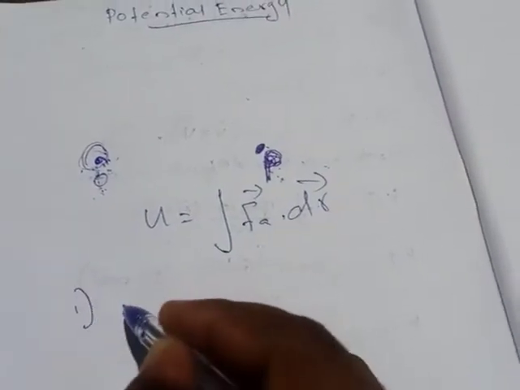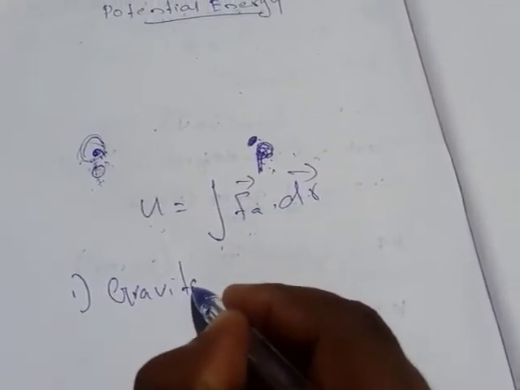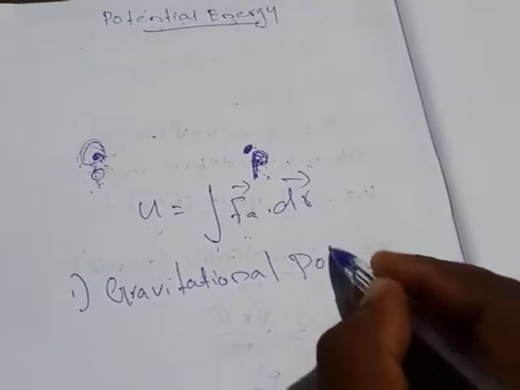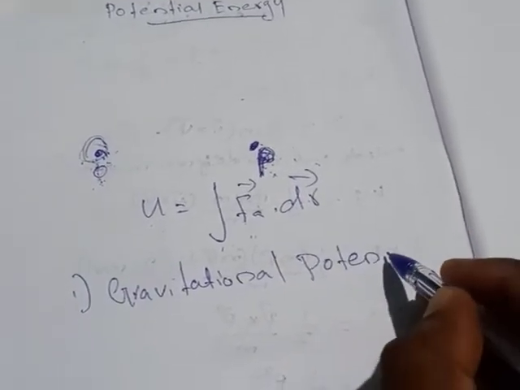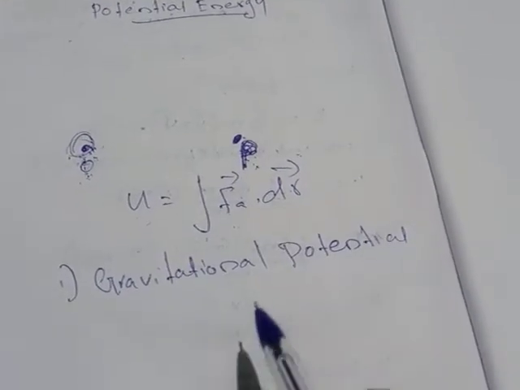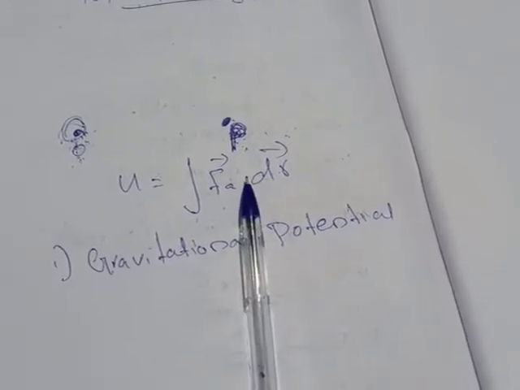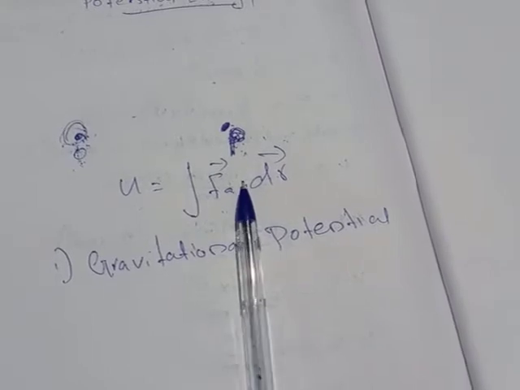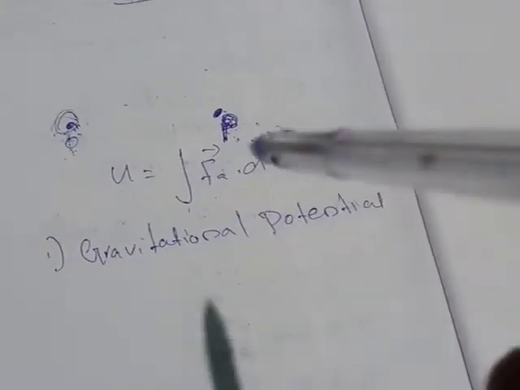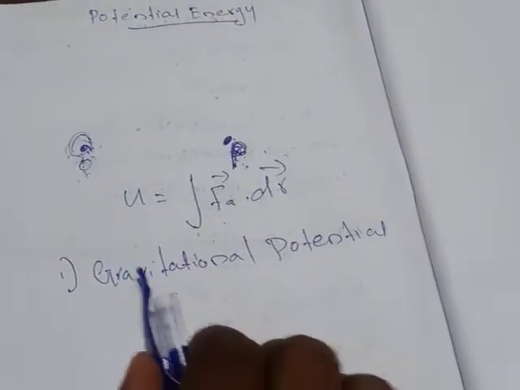The first one is gravitational potential energy, which we have been studying from our childhood. What does gravitational potential energy mean? Suppose one object is here, and we are raising it against the gravitational force, which we know always acts in the downward direction.